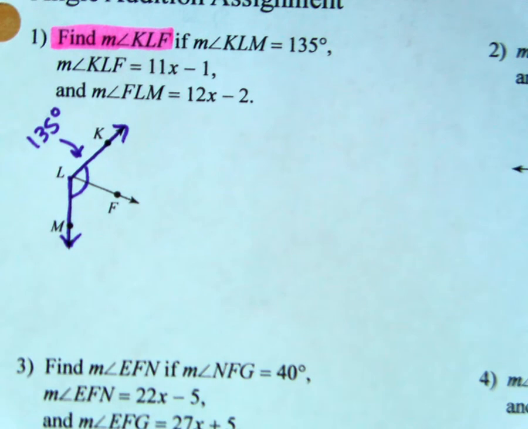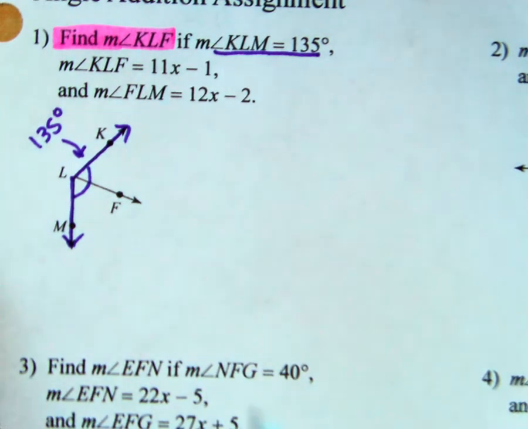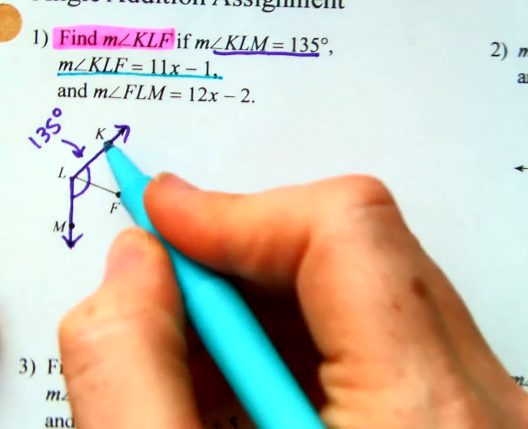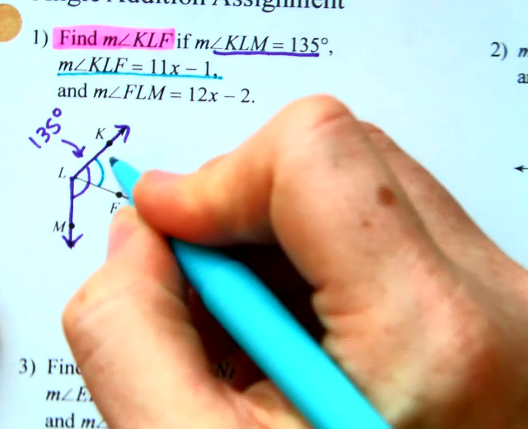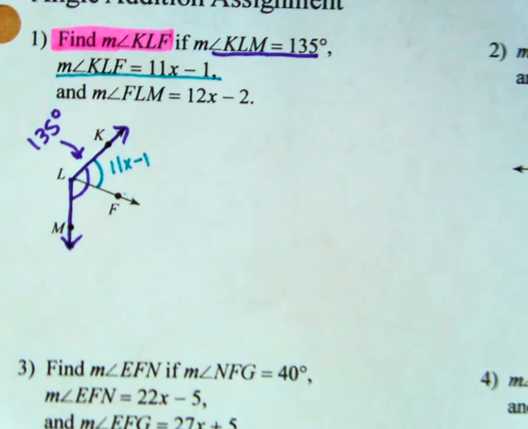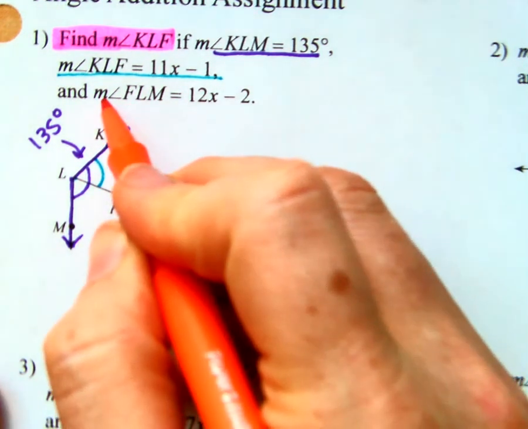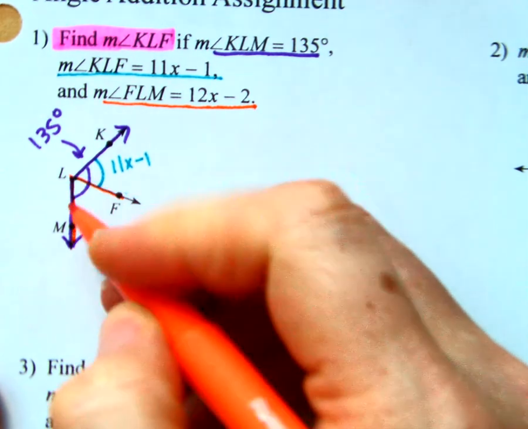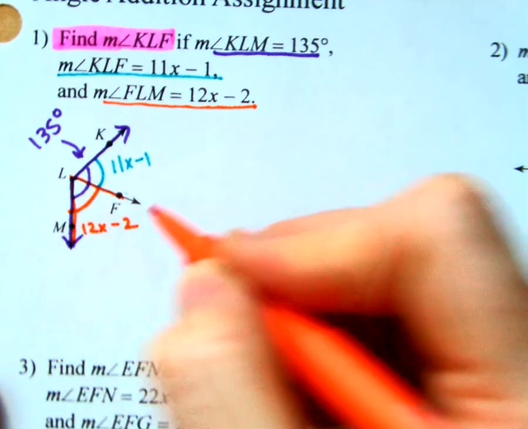And, right, so that was KLM, so I can color coordinate this. And then the measure of KLF, that would be this part of the entire angle, is 11x minus 1. And then the measure of FLM, so this one right here, is 12x minus 2.